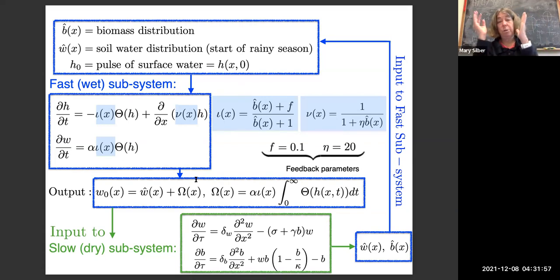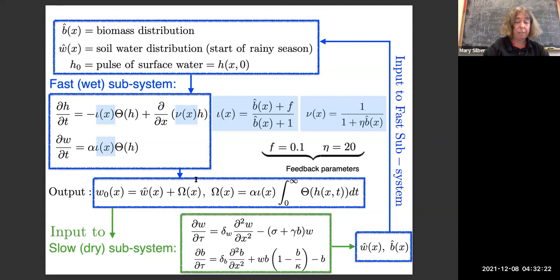Again, we're just doing it on a one-dimensional domain with a uniform slope, and we're going to imagine that we're looking at a middle portion of this slope, and we're going to apply periodic boundary conditions at the ends of our domain. So we're not considering that we're at the top of the hill or the bottom of the hill, but just in the middle portion.